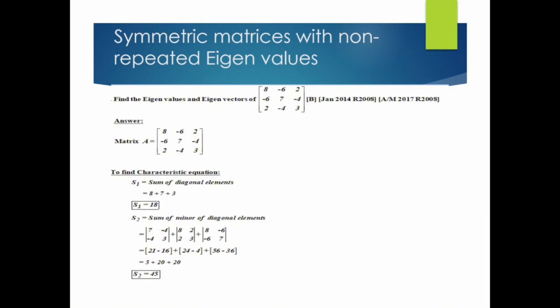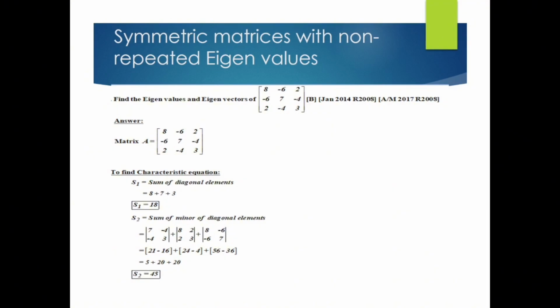Find the eigenvalues and eigenvectors of the matrix given as 8, -6, 2; -6, 7, -4; 2, -4, 3. When you observe, this is a symmetric matrix. You can recall the concept of a symmetric matrix: if you interchange the rows and columns, the matrix remains the same. That is called a symmetric matrix.